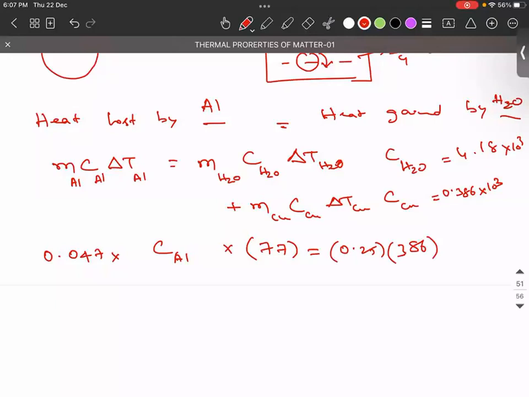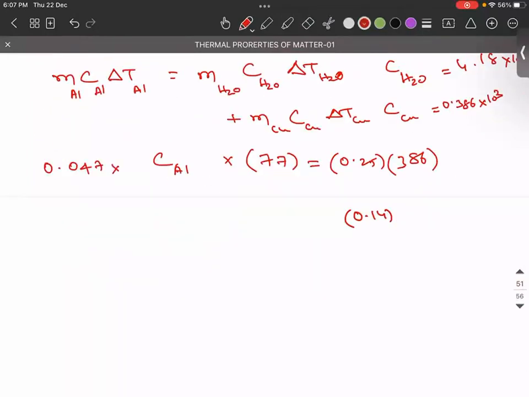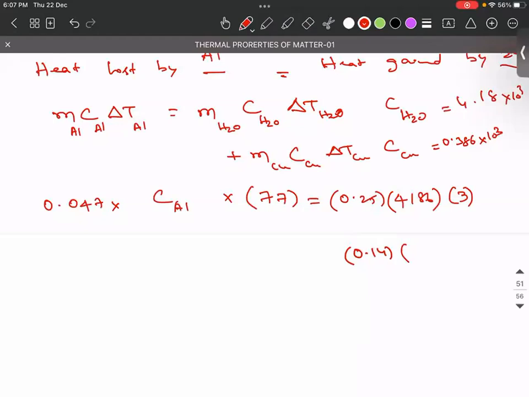So 0.25 into the specific heat of water, 4186, plus the mass of copper, which is 0.14, into the specific heat of copper, 386. Change in temperature is how much? 3. It has gone from 20 to 23. So 0.14 into 386 into 3. Specific heat of water is 4186, and 4.186 into 10 power 3 is 4186. So this is what you need to calculate.